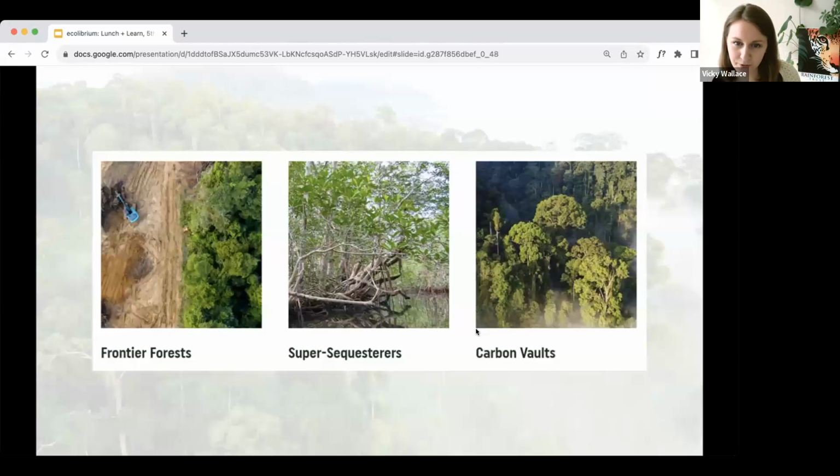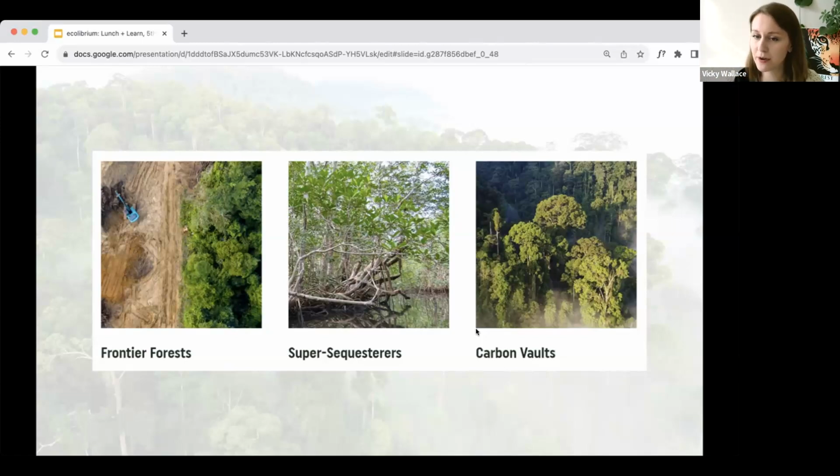So those projects generally fall into one of these 3 categories. Frontier forests, those are the ones that are in imminent risk of destruction within the next 5 or 10 years, and we're working on the front lines to save these ecosystems. Super sequesterers, those are the ecosystems that are actively drawing down emissions from the atmosphere. So mangroves, for example, are drawing carbon down and storing it deep under the ground. And carbon vaults, these are kind of vast old growth forests where we can protect millions of tons of carbon at a really cost effective price.